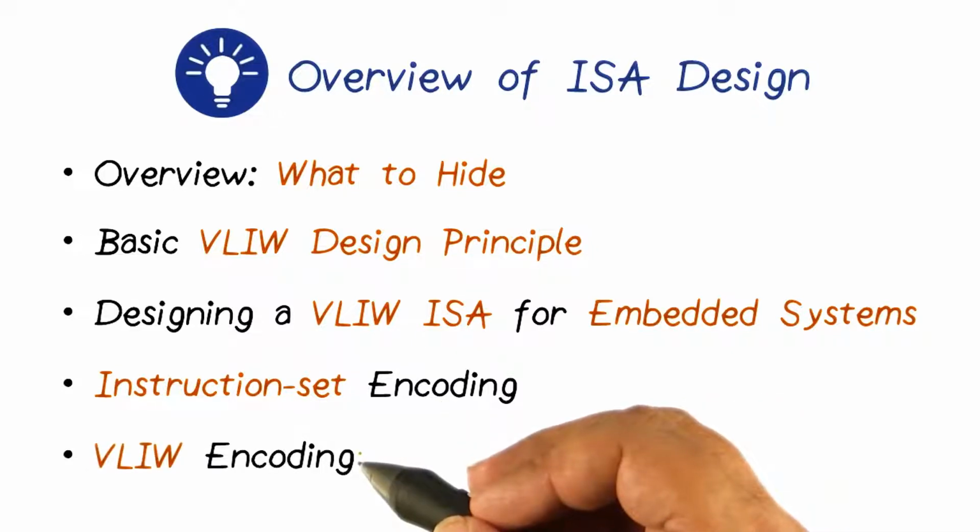And so combining all these concepts about parallelism, the instruction density, and so on, we have what is called a VLIW encoding, which is a scheme for generating the VLIW instruction set.